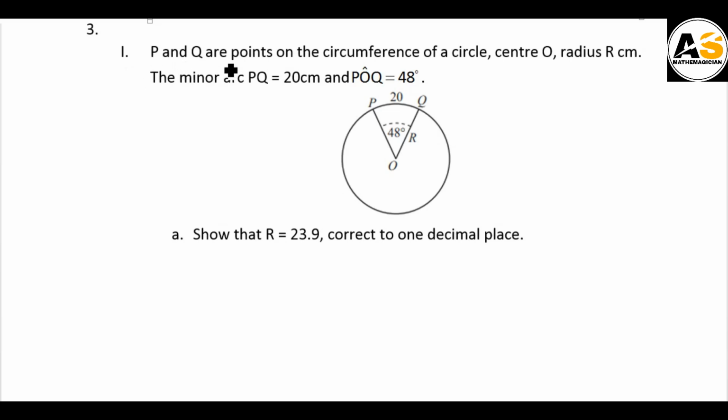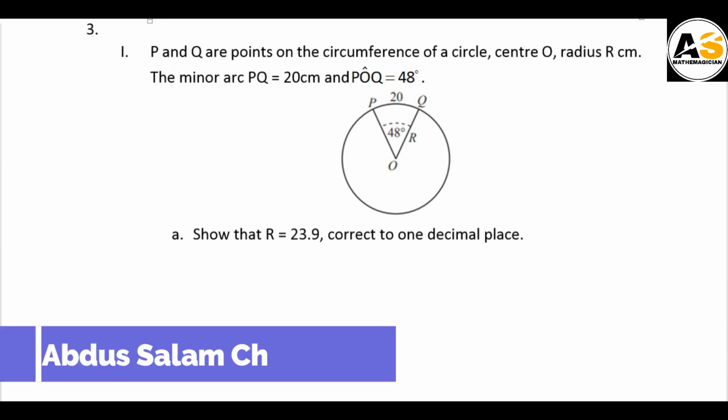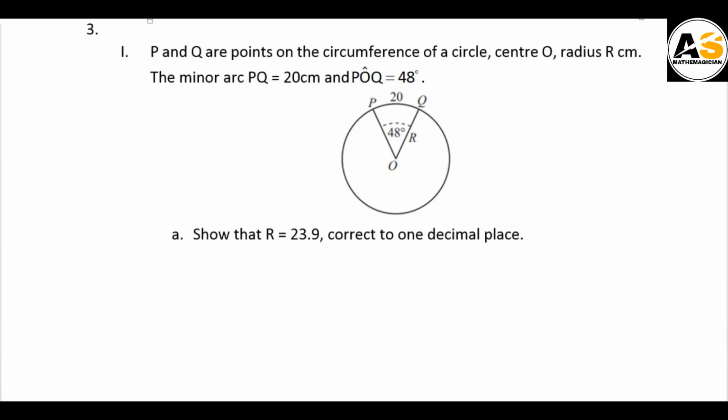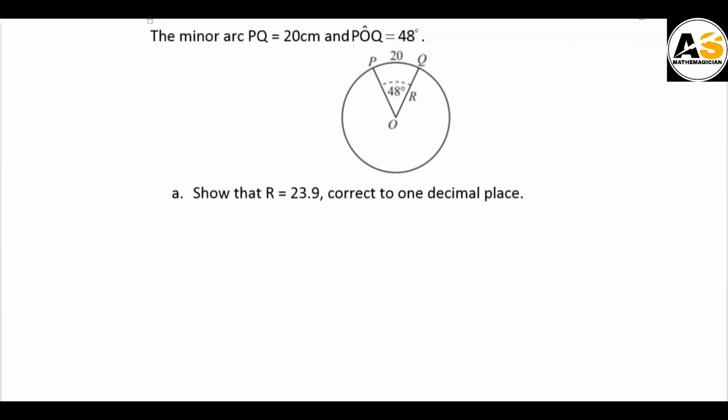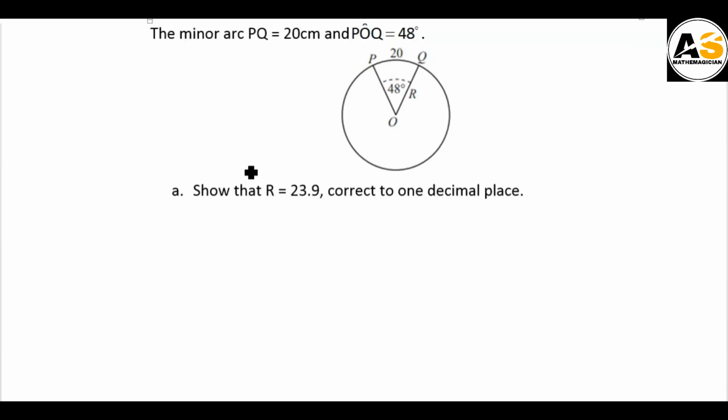P and Q are points on the circumference of a circle. These are 2 points on the circumference of this circle. The circle has center O and radius R. Minor arc PQ is 20 centimeter. This central angle POQ is 48. In the first part, we have to show that R is equal to 23.9.